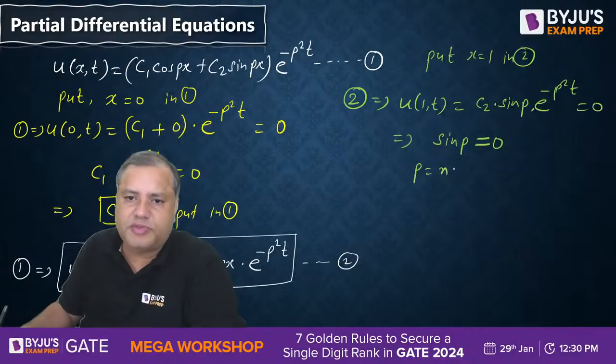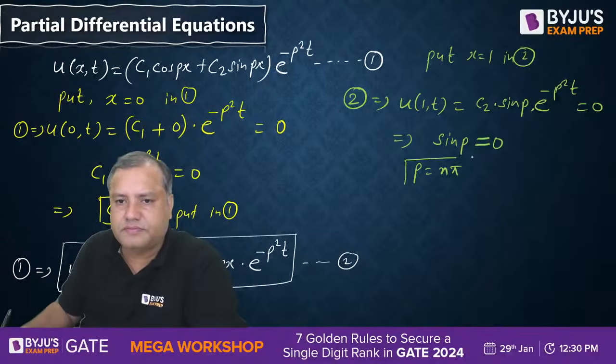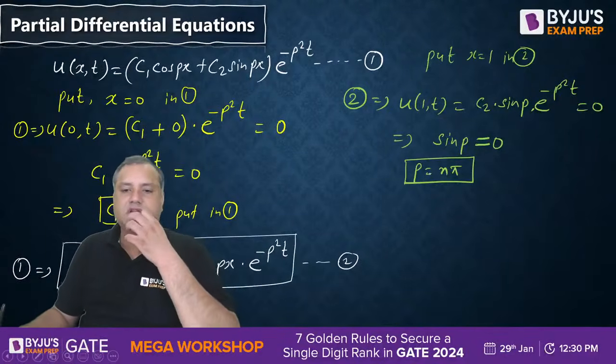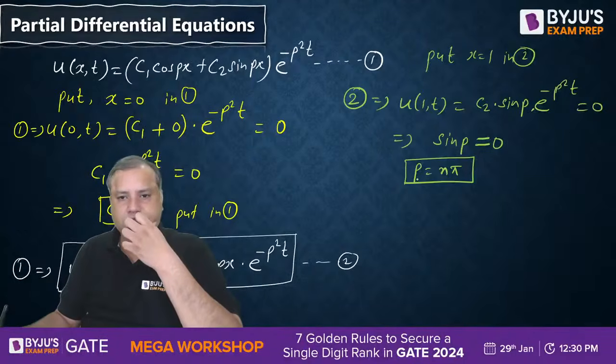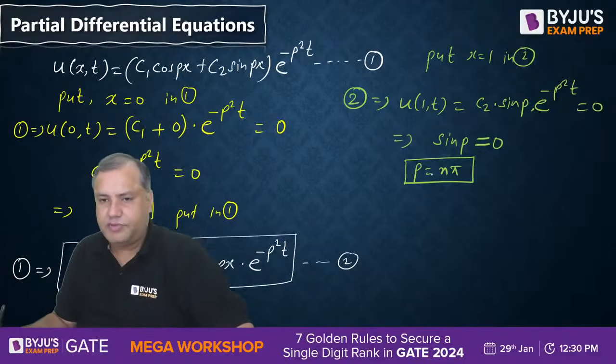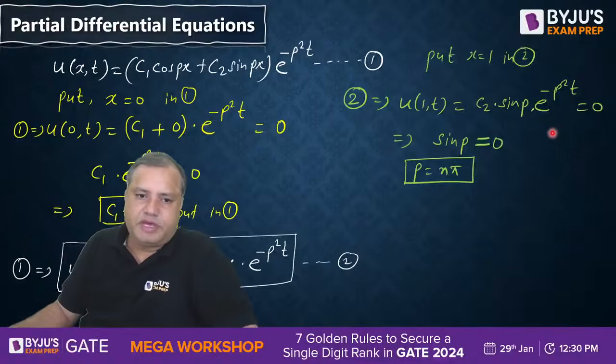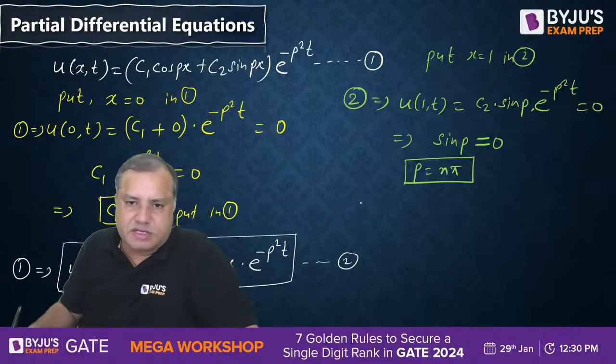General solution will be p equal to n pi. Comfortable? P equal to n pi. So we are putting this value of p in equation number 2.